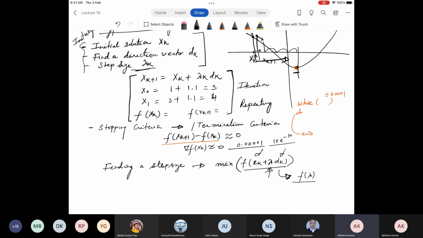So this is in one variable. That's why we call it one-dimensional search. And even when we go for higher dimension, we will be doing one-dimensional search only. So one-dimensional search, or it is also called line search. On a line, you are trying to find a point.